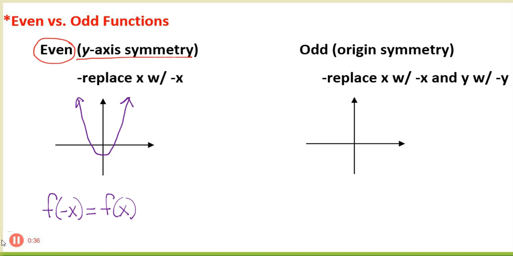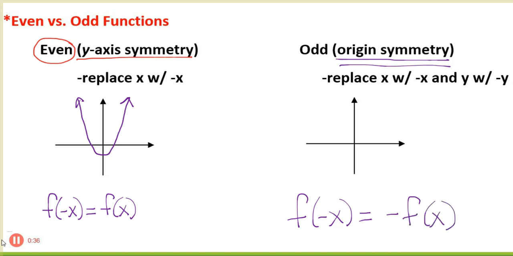An odd function, though, is similar to origin symmetry. What that simply says is if we replace x with negative x, the entire function becomes opposite. So it doesn't simplify to the original function, it simplifies to the opposite of the original function. An example of this would be a cubic function.